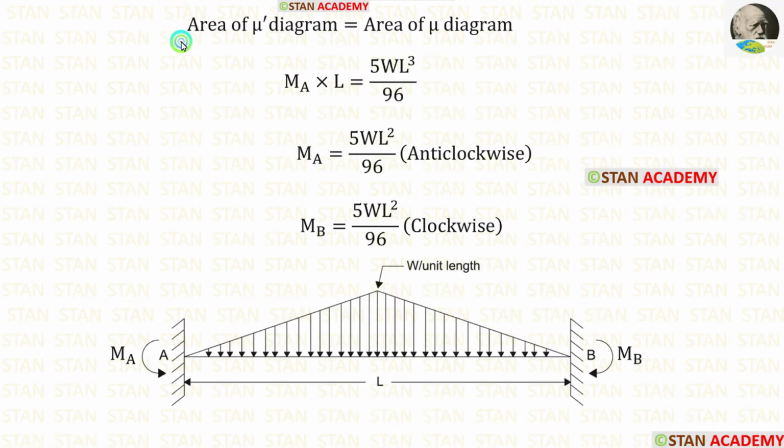The area of mu diagram and the area of mu dash diagram will be equal. So let us equate both of them. We can eliminate this L. Here it will be square. Finally, we have made the formulas for MA and MB. We know that MA and MB will be having the same value, but they will be acting in the opposite directions. MA will be acting in the anti-clockwise direction and MB will be acting in the clockwise direction.